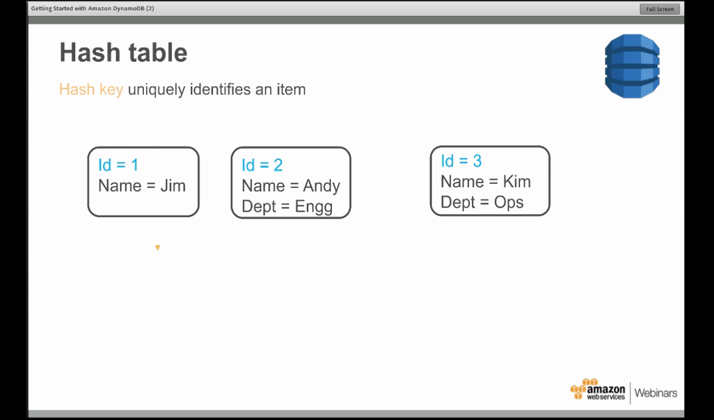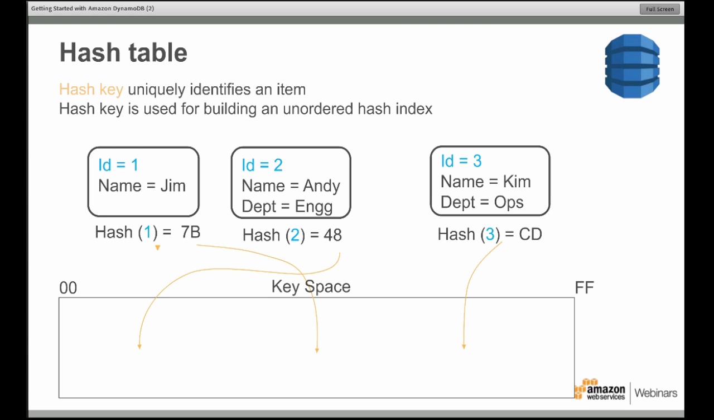So let's talk a little bit about the hash table and why it's important. The hash key uniquely identifies an item, and you can see here we have these 3 items. They look like they're employee records, let's say, where you have a name and a department. And you can see each item has a numeric ID, right? And this is not unlike what you would do in a relational database, where you would probably have some kind of identity column as your primary key, and every time you insert a new employee into the table, it would generate a new numeric ID. Well, the difference with Dynamo is that we're going to actually take a hash of that numeric ID and place that hash into a hash key space. And you can see the hash of 1 ends up in hex space 7B, hash 2 ends up in 48, and hash 3 ends up in CD.